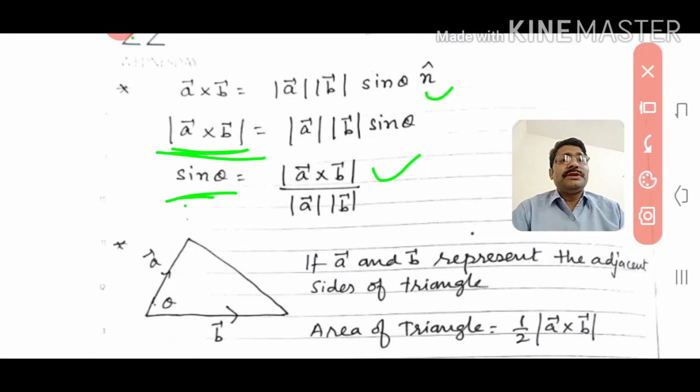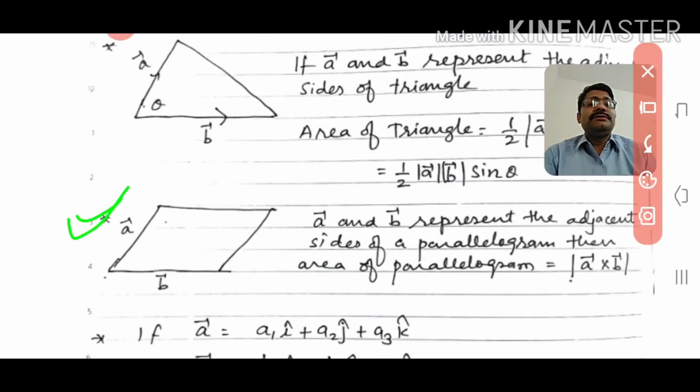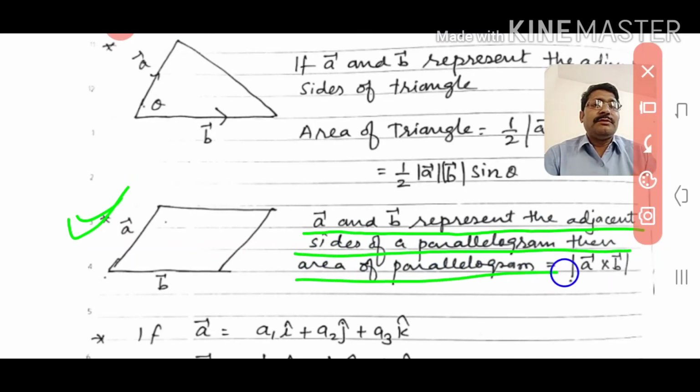Look here, what is the use of the vector product? It is used to find the area of a triangle. Here a triangle is given where A and B are two vectors and the angle between them is theta. If A and B represent the adjacent sides of a triangle, then the area of the triangle will be 1 upon 2 modulus of A cross B. We can use this formula to find the area of a parallelogram too. If A and B represent the adjacent sides of a parallelogram, then the area of the parallelogram will be equal to modulus of A cross B.